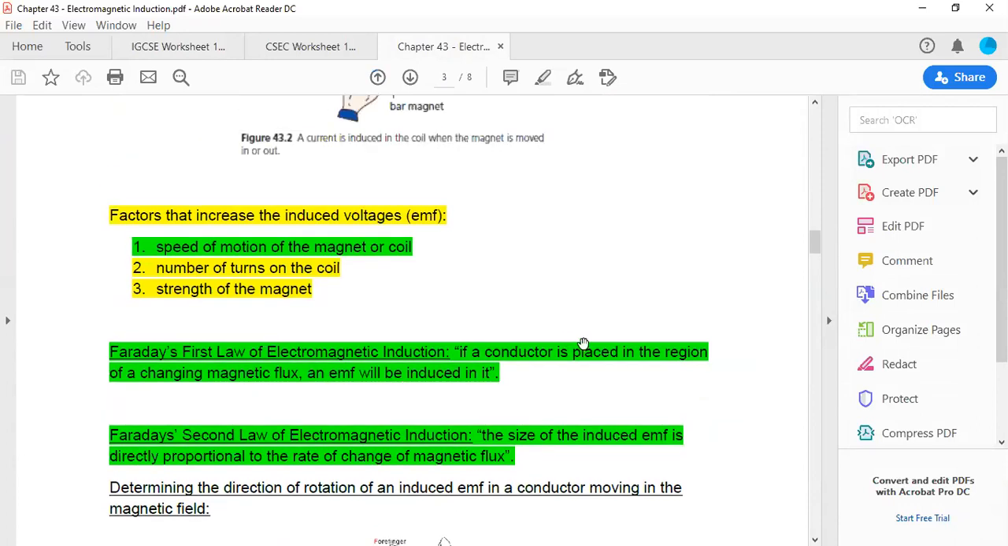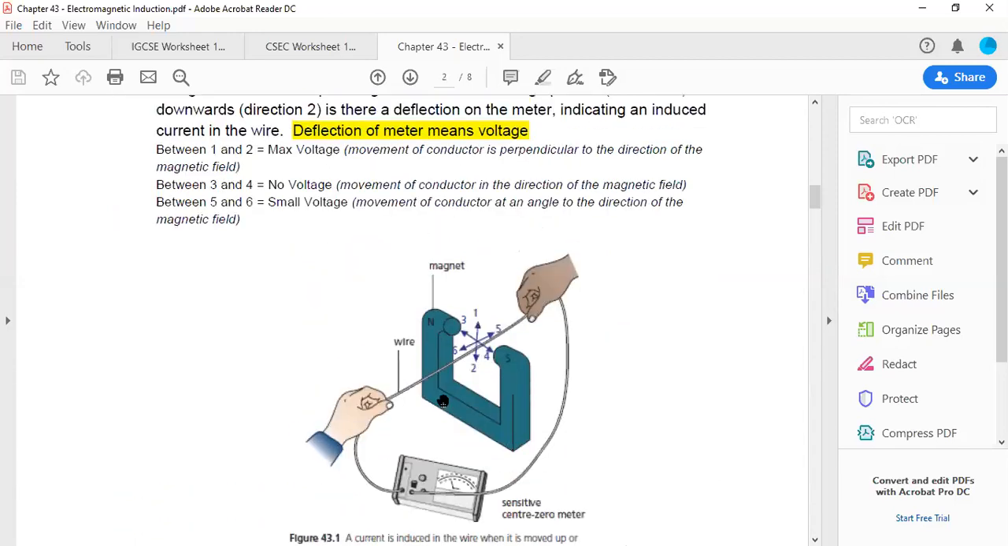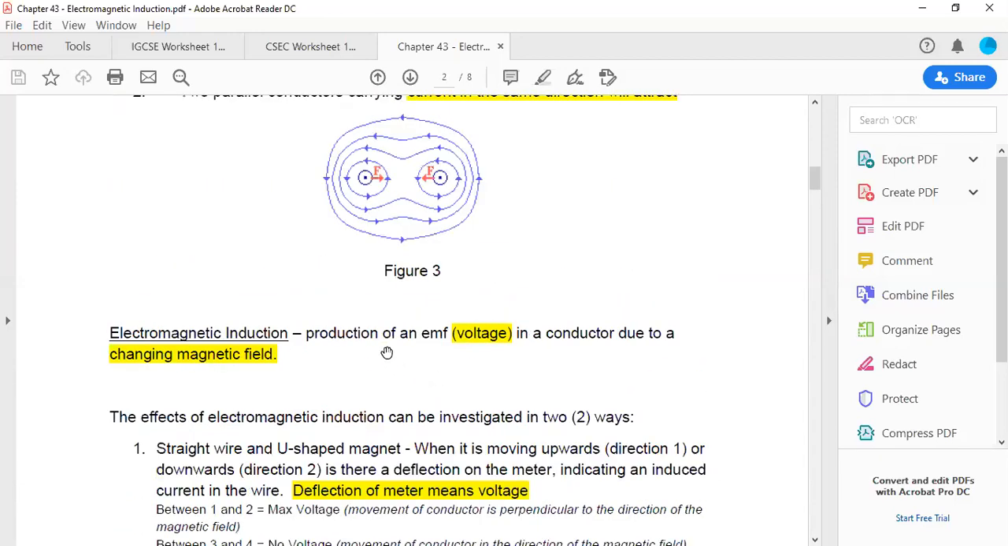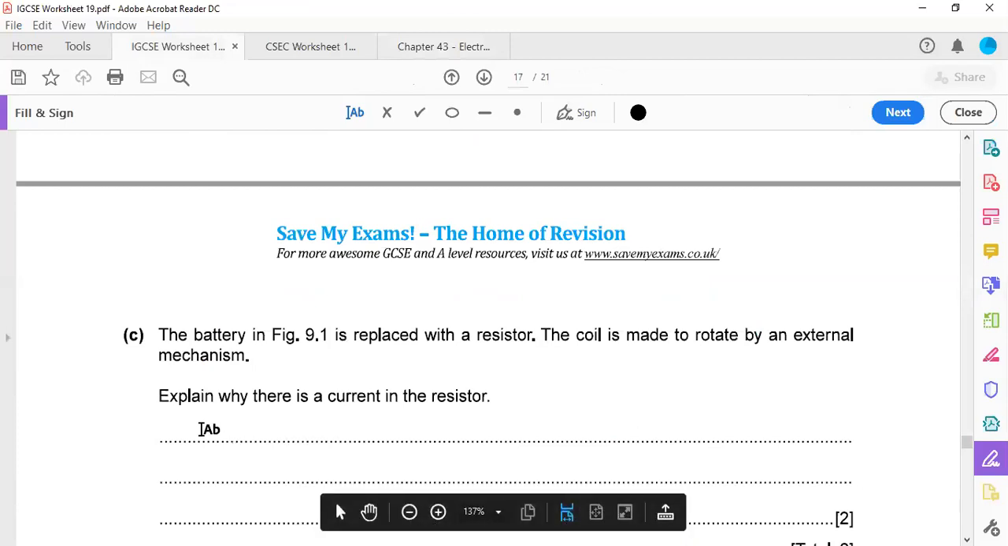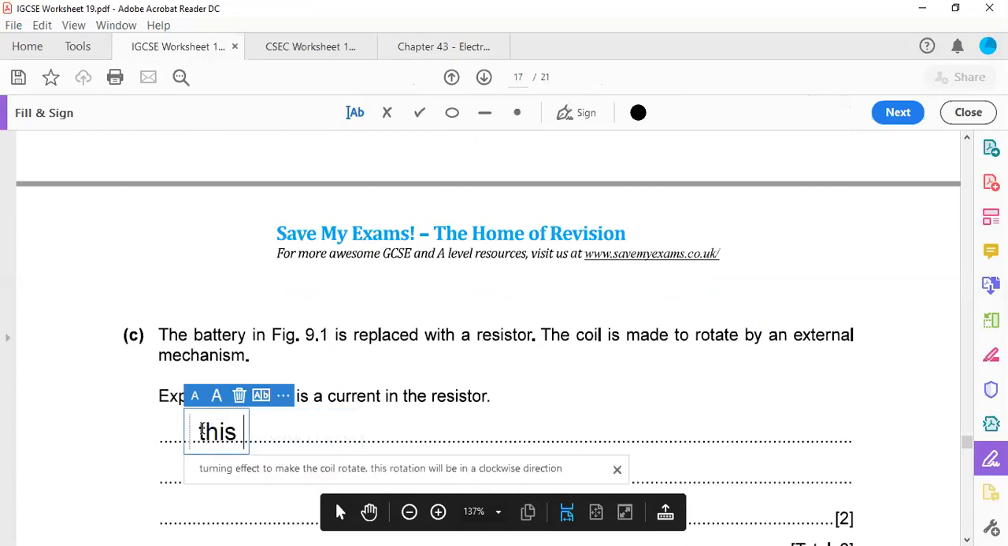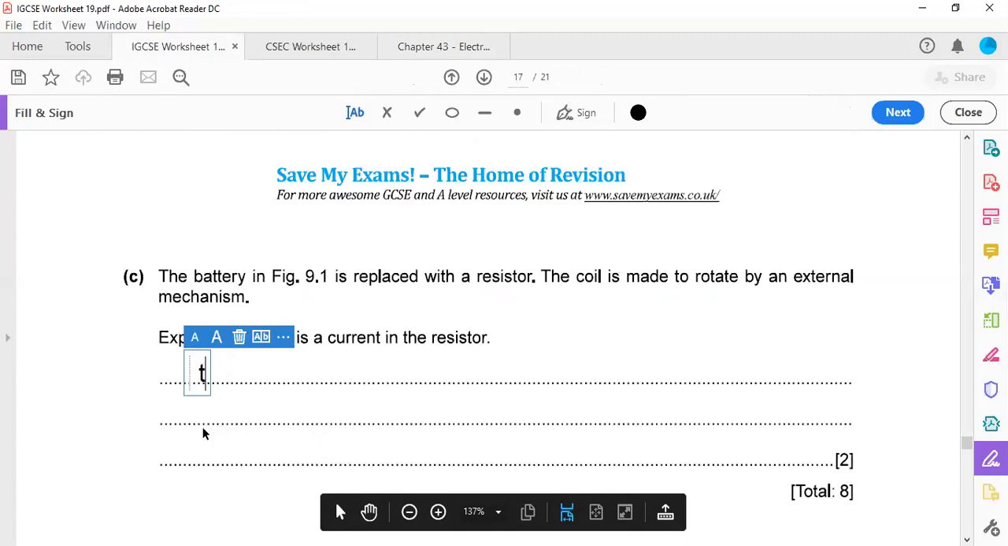First off, electromagnetic. If a conductor is placed in the region of a changing magnetic field, an EMF will be induced in it. Good. So what exactly do we mean by electromagnetic induction? The production of an EMF in a conductor due to a change in magnetic field. So your answer here should be to explain why there is a current in the resistor.